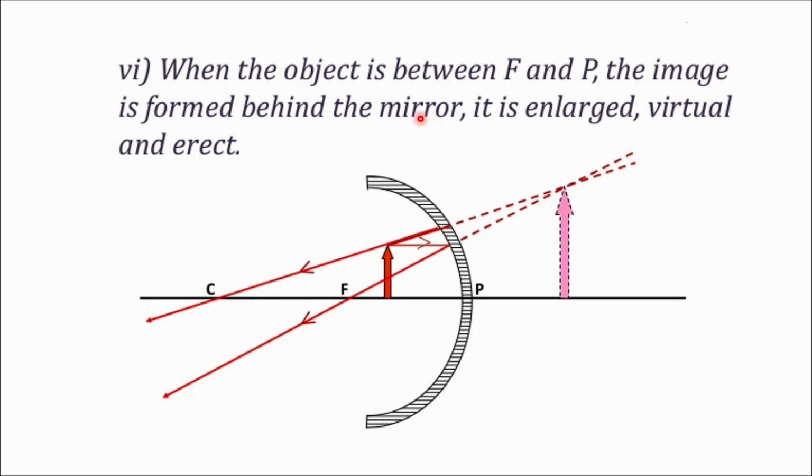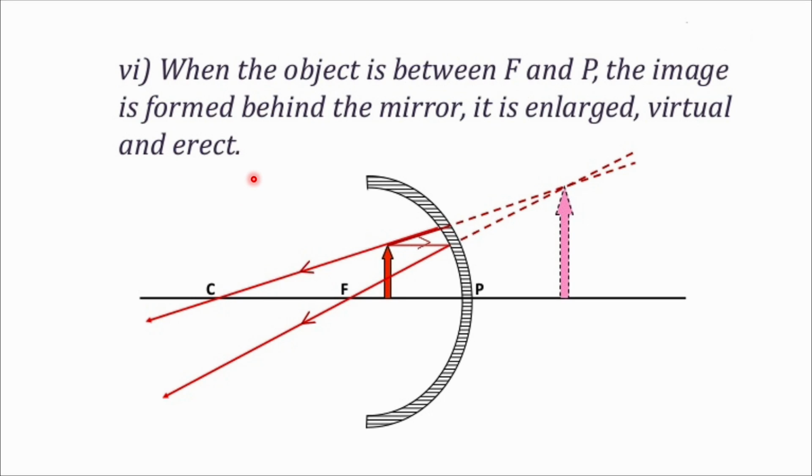What is the next position of the object? You have to place the object between F and P. F means principal focus, P means pole. So here the image is formed behind the mirror, and the size of the image is also somewhat enlarged compared to the object, but it is virtual and it is erect.